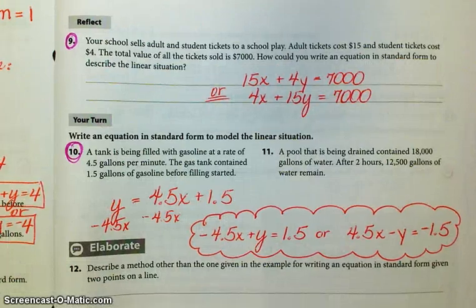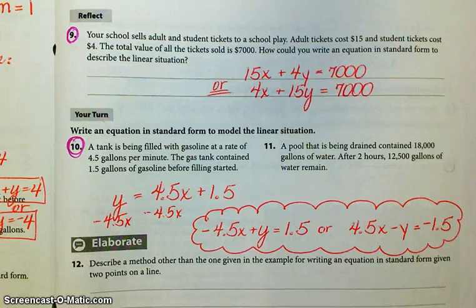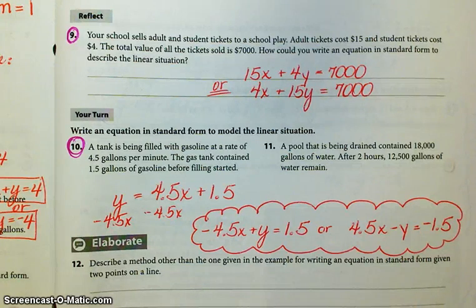Okay, a few more examples on page 277, and then we're going to call it good for lesson 3 and move into some practice. So number 9 says that your school sells adult and student tickets to a school play. Adult tickets cost $15 and student tickets cost $4. The total value of all the tickets sold is $7,000. How could you write an equation in standard form to describe the linear situation?